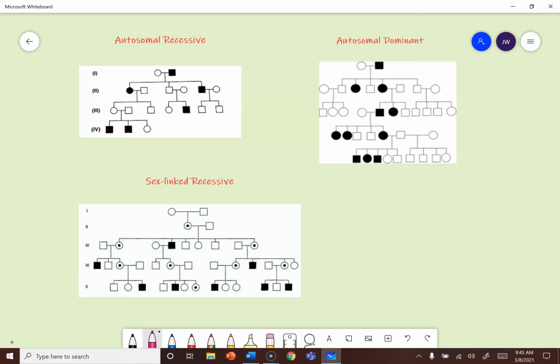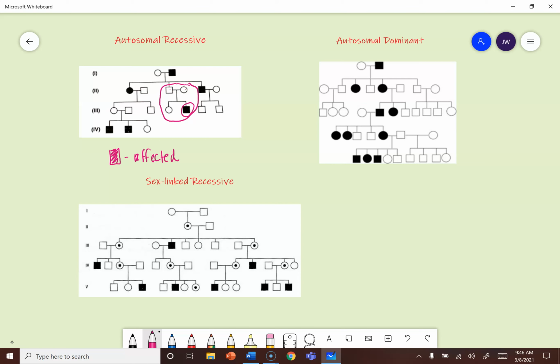So let's look at autosomal recessive. The key to an autosomal recessive is seen right here in these individuals in the middle. In an autosomal recessive, you have 2 unaffected parents and an affected child. Remember that the filled in squares or circles mean that the individual is affected with the trait. Now, affected doesn't always mean something negative. It doesn't always mean a disease. It might simply mean that they have a particular hair color or a particular physical feature.